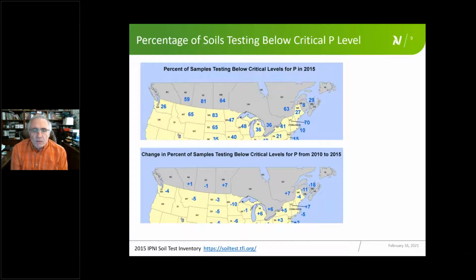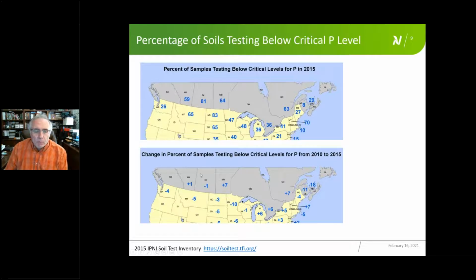That was in the 2015 inventory. Now, by critical level, we simply mean the level that's identified by the provincial institutions, the level above which we would not expect further response to fertilizer, below which we would consider less than optimum. In other words, a response to fertilizer would be expected. So in Saskatchewan, for example, we have 81% of those samples testing below that critical level and really needing more phosphorus to be applied. So that's what we see in the top map.